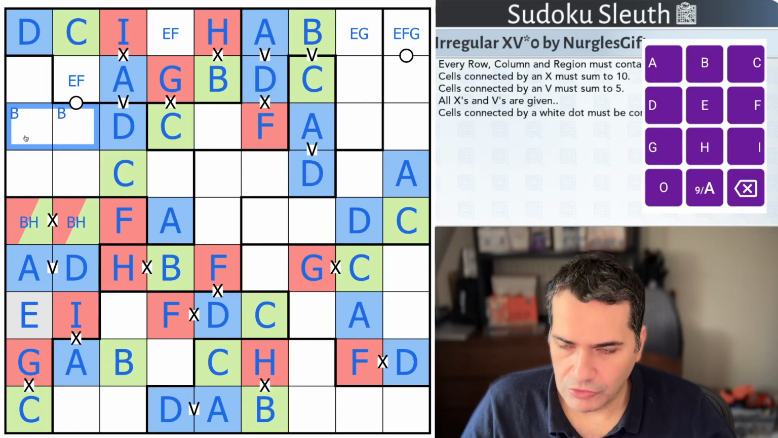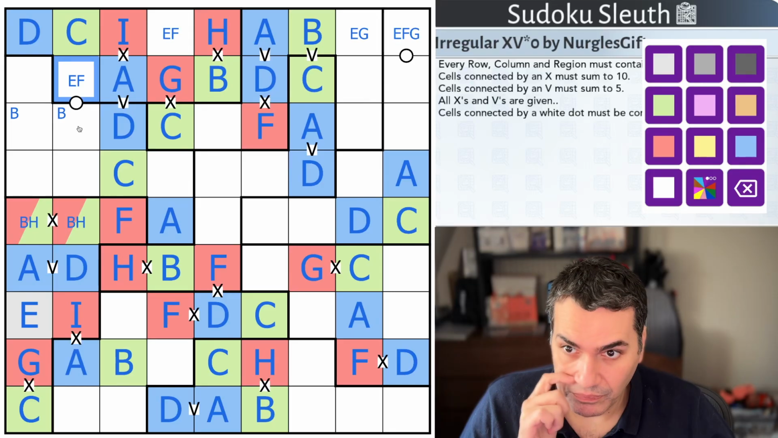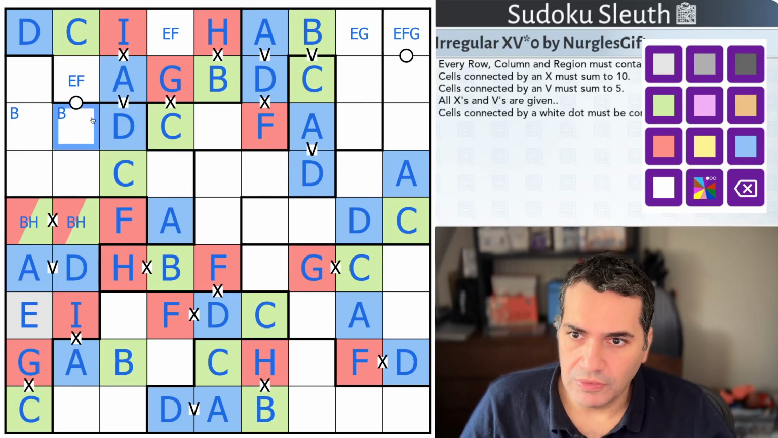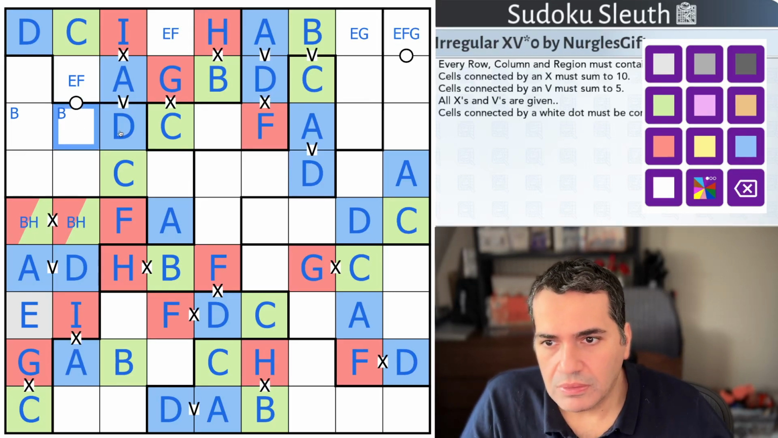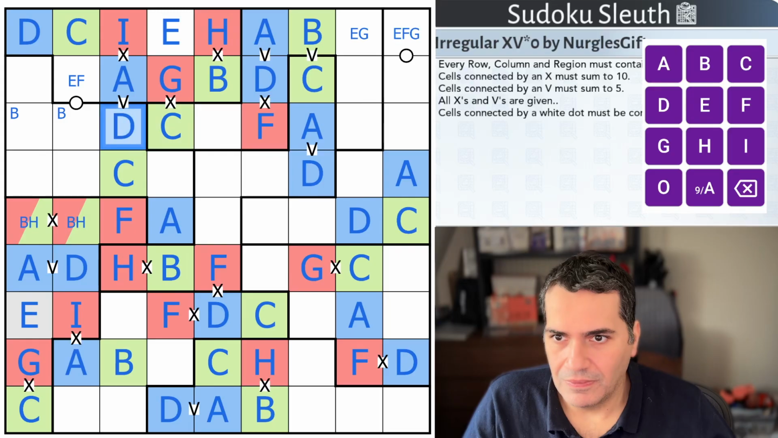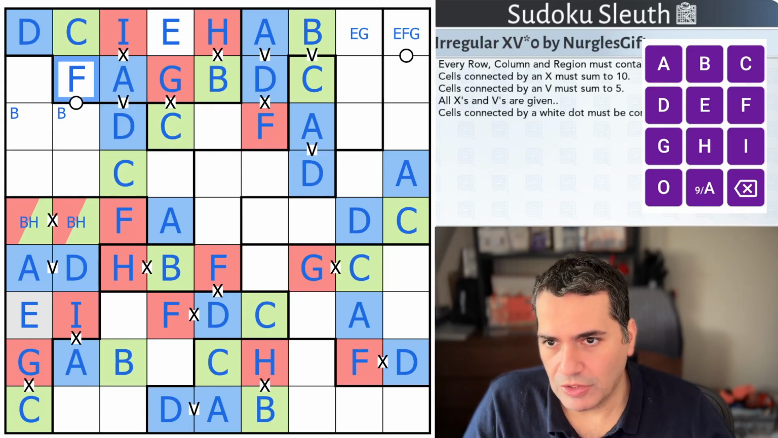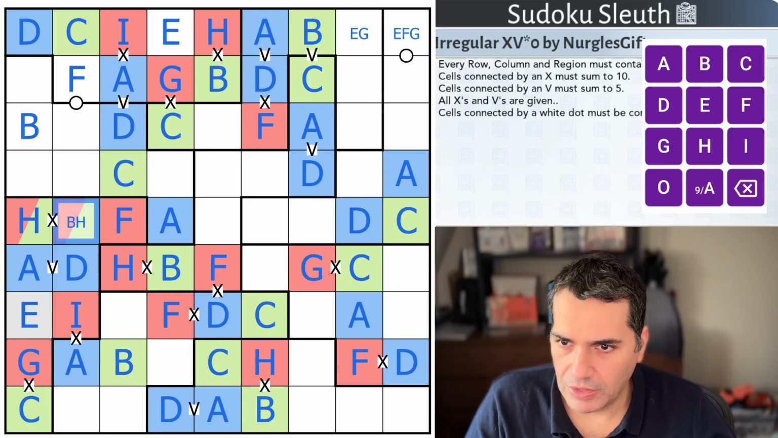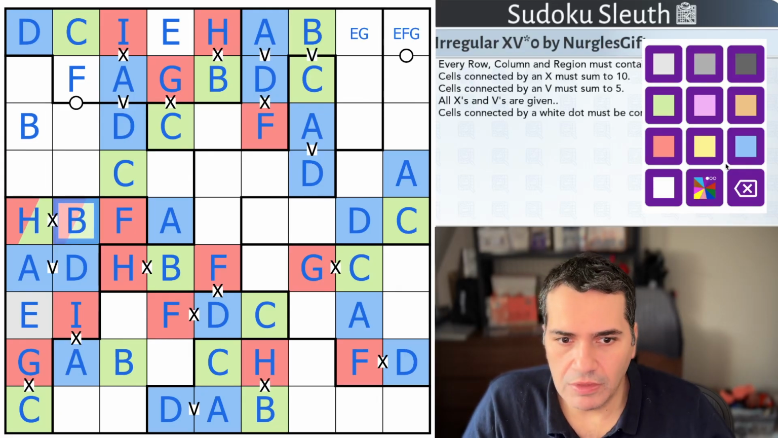So B is in one of these two cells, which again could be this cell. We're going to have to eliminate some of these quickly somehow. F, E, F can't be B because that's a high digit. That is a low digit. You'd have to go through 5. That's not possible. That's H. That's B. Lovely.